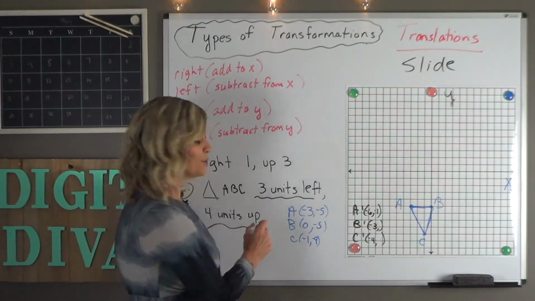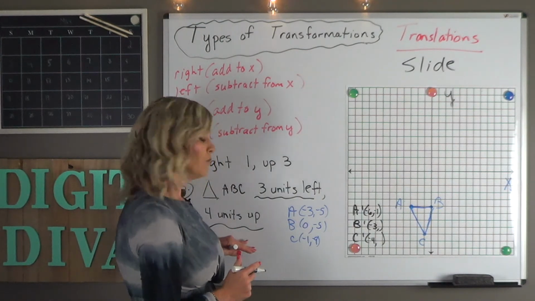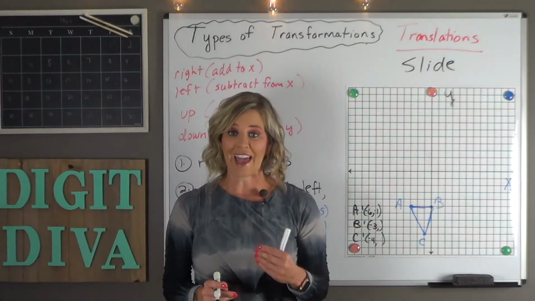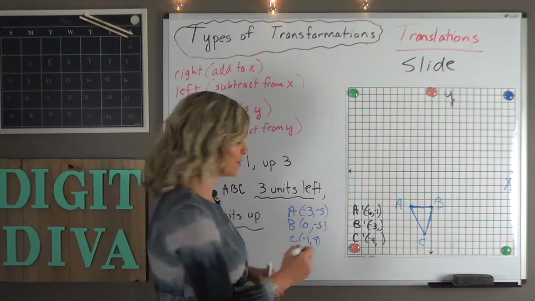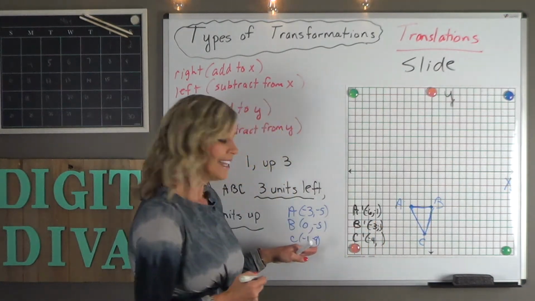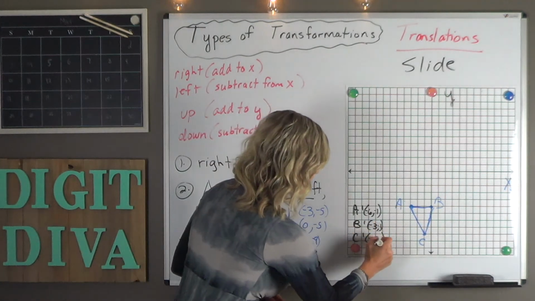What do they want us to do to our y value? They want us to move up 4 units, which means we're going to add 4. So -5 plus 4 is -1. -5 plus 4 again is -1. -9 plus 4 is -5.